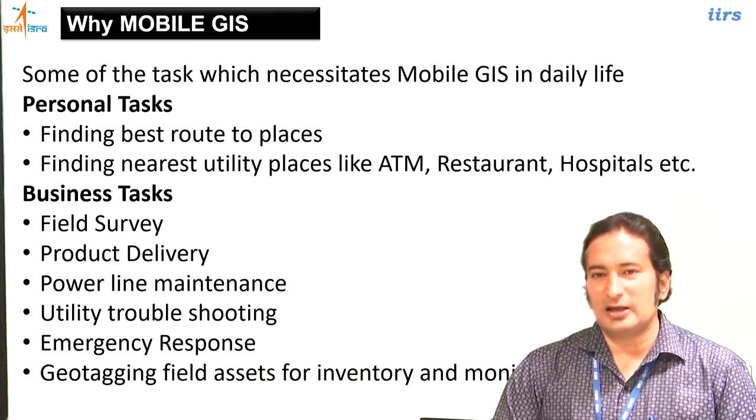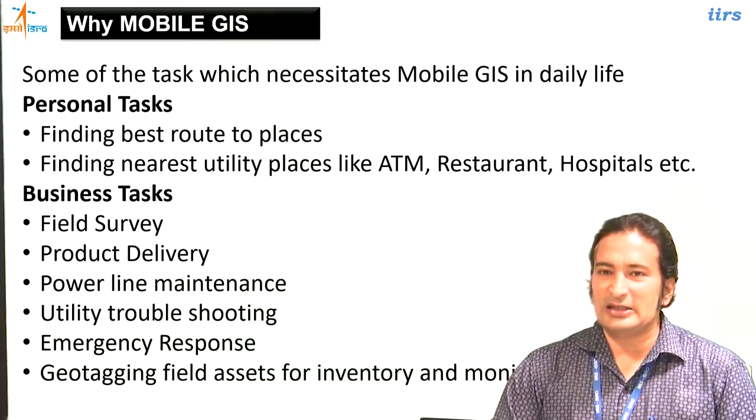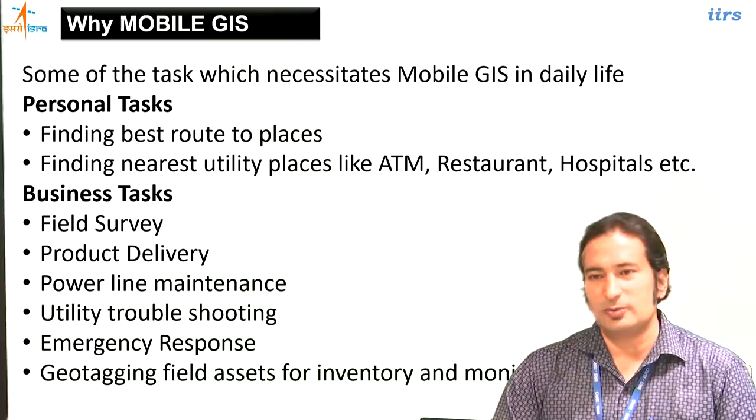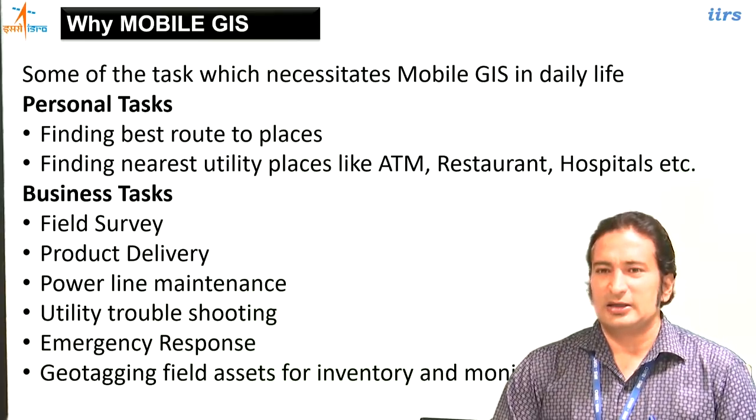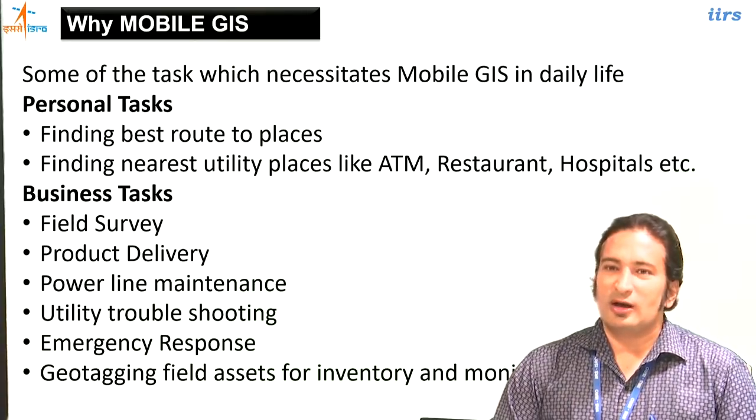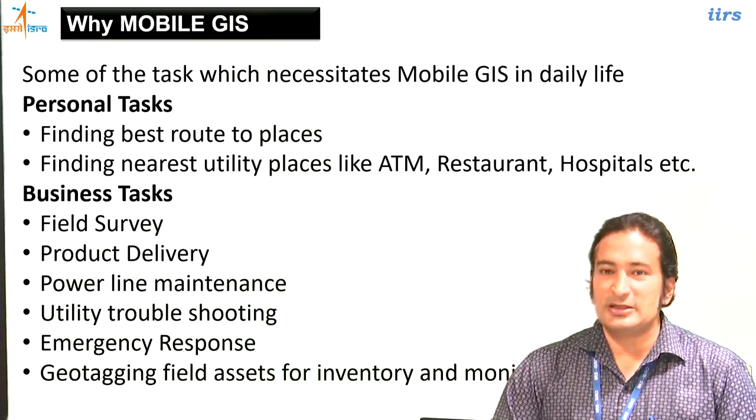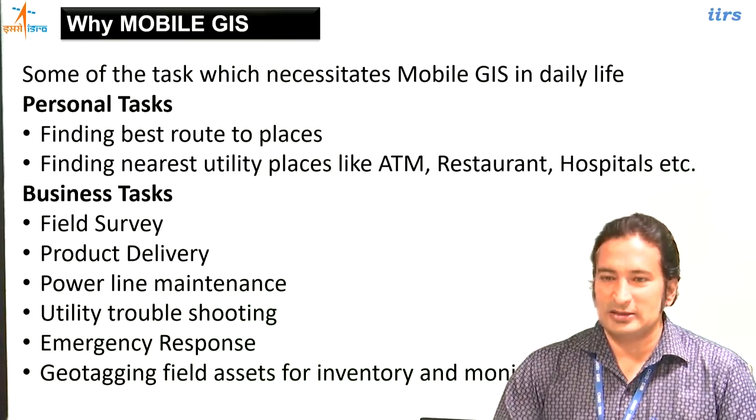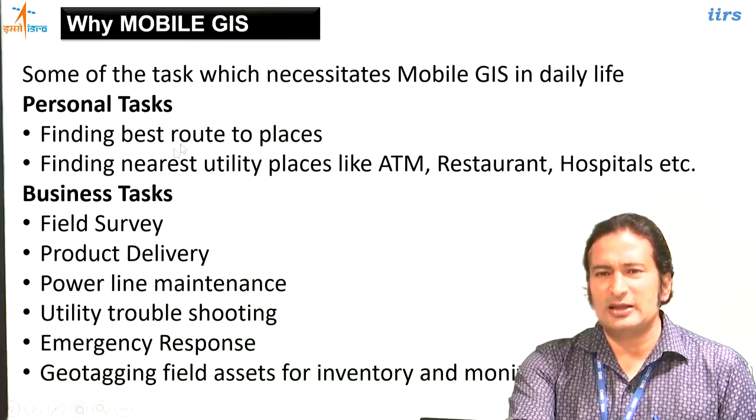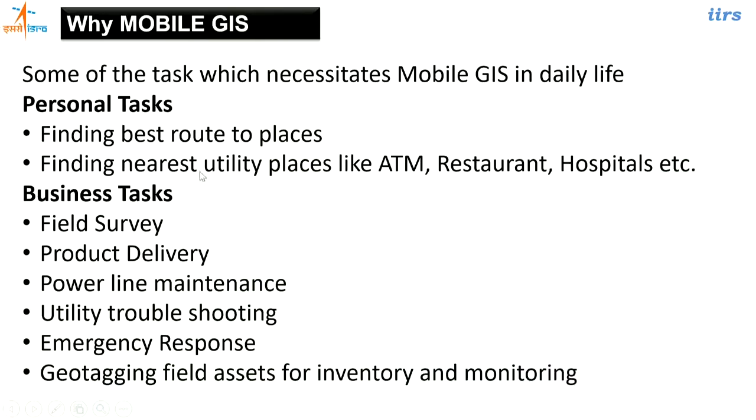So these are some of the tasks. Second is finding the nearest utility like the ATMs, restaurants, hospitals, hotels, or anything else. We are performing some sort of network analysis in these things. So we can perform personal as well as business tasks with the help of a mobile GIS. These two were the personal tasks, and there can be many. You may be using an Ola cab, or Uber, or some utility cab which provides you some service. So there also we are using mobile GIS.